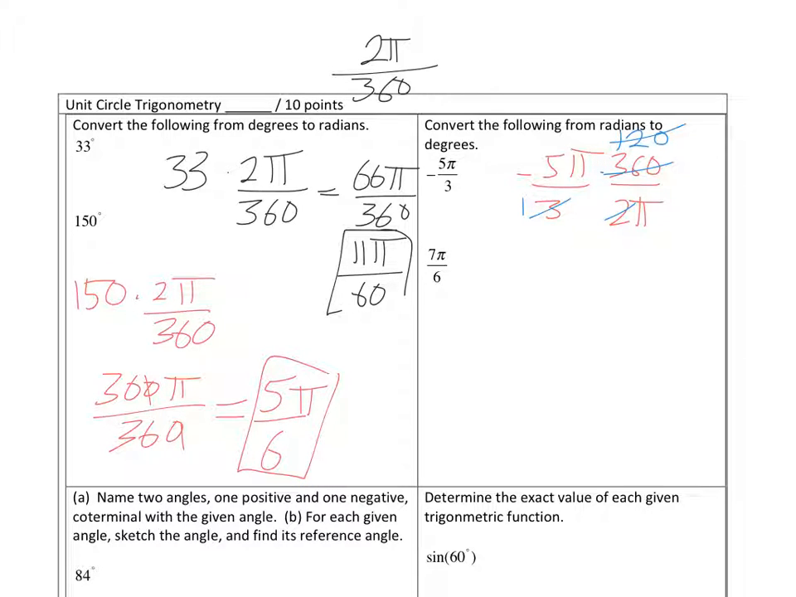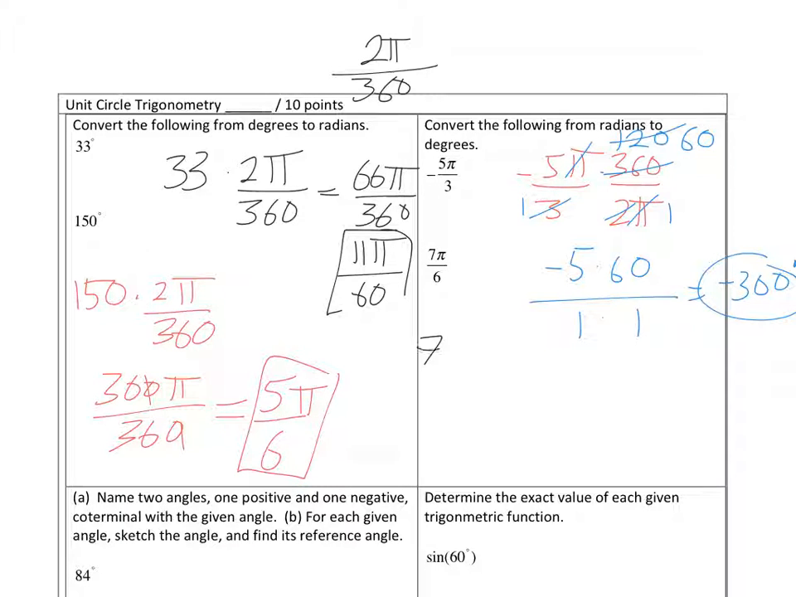120 and 2 can be reduced to 60 and 1. And my pi's cancel out, leaving me with negative 5 times 60 over 1 times 1, which is negative 300 degrees. And then 7 pi over 6.